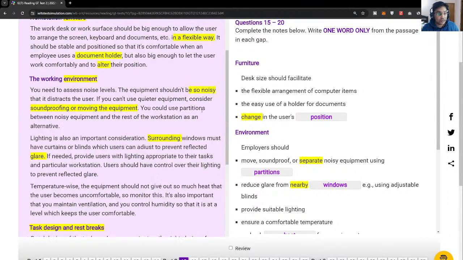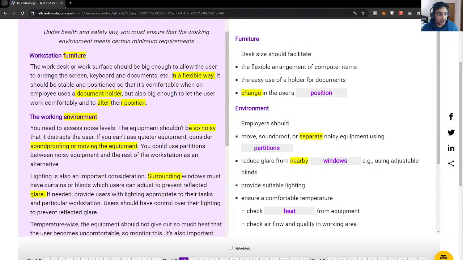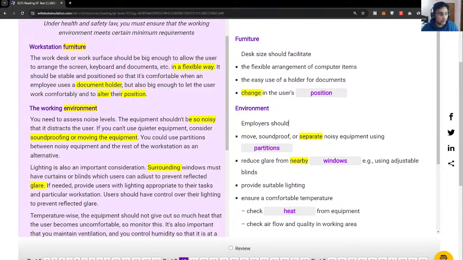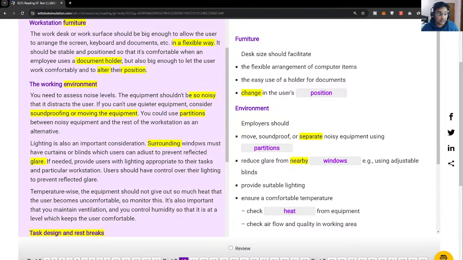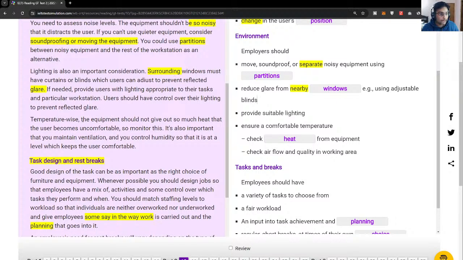Change in the user's position. All right. Separate noise equipment using partitions. Where is it? Partitions. That is the answer. Reduce glare from nearby surrounding windows, which must have curtains. Reflected glare, nearby windows. Check heat from equipment. So much heat. Check heat.